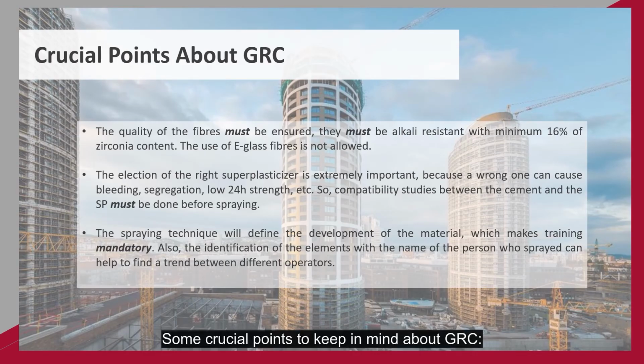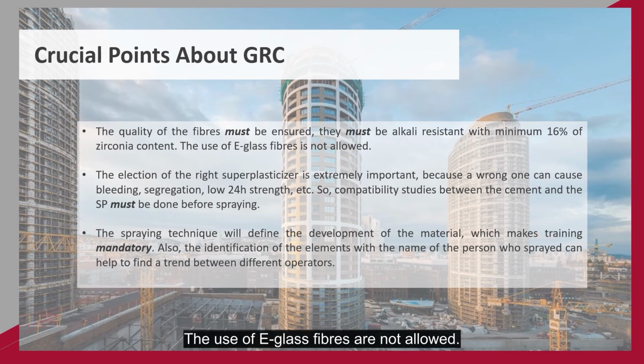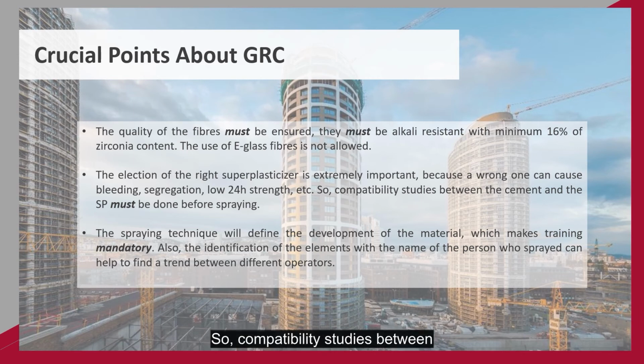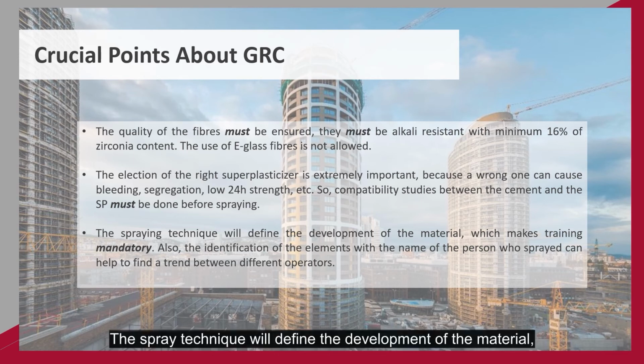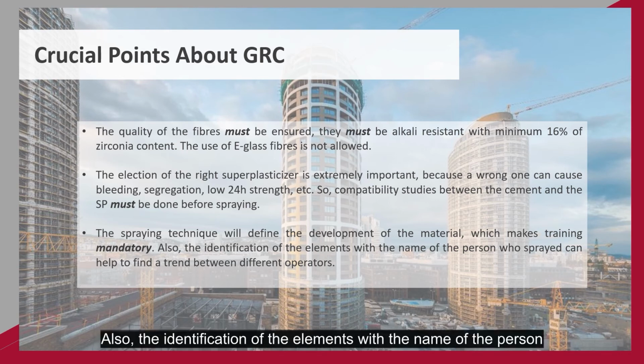Some crucial points to keep in mind about GRC. The quality of the fibers must be ensured. They must be alkali resistant with a minimum of 16% of zirconia content. The use of glass fibers is not allowed. The selection of the right superplasticizer is extremely important because a wrong one can cause bleeding, segregation, low 24-hour strength, etc. So compatibility studies between the cement and the superplasticizer must be done before spraying. The spraying technique will define the development of the material, which makes training mandatory. Also, the identification of the elements with the name of the person who sprayed can help to find a trend between different operators.